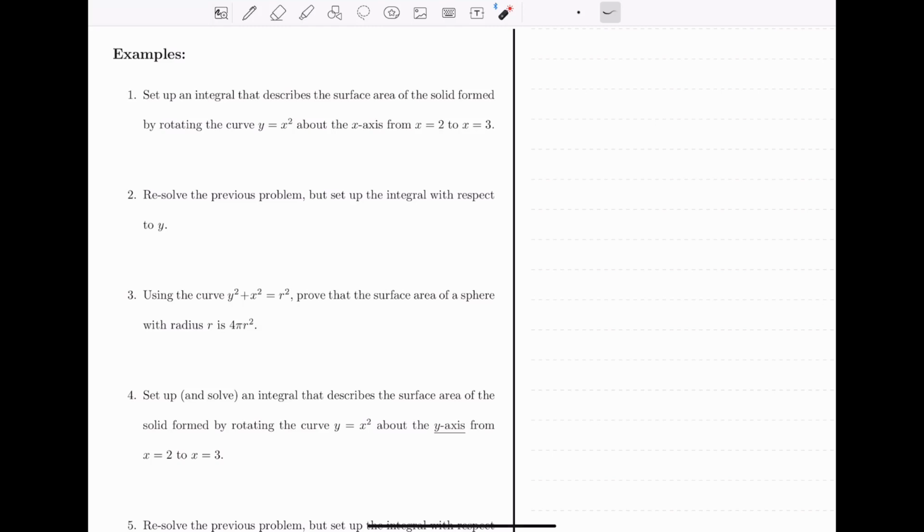Let's take a look at example 3. We're going to use the curve y squared plus x squared equals r squared to prove that the surface area of a sphere with radius r is 4 pi r squared. This is a really cool application of these surface area integrals.